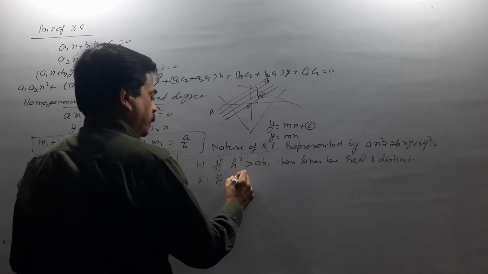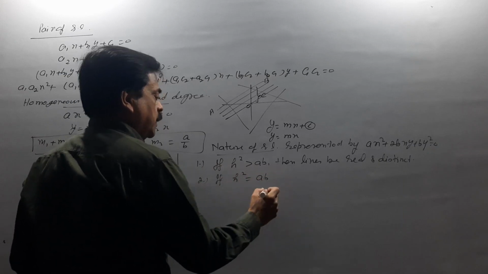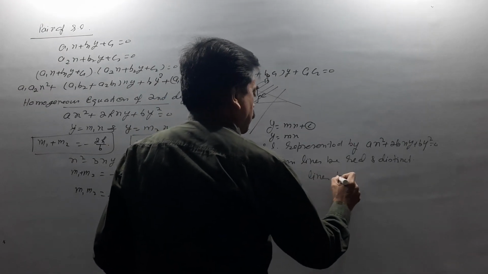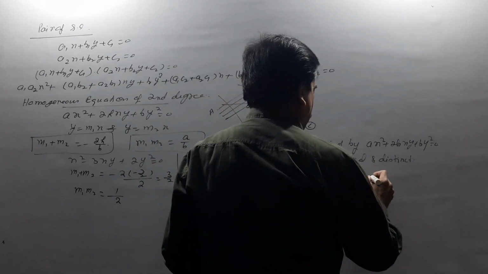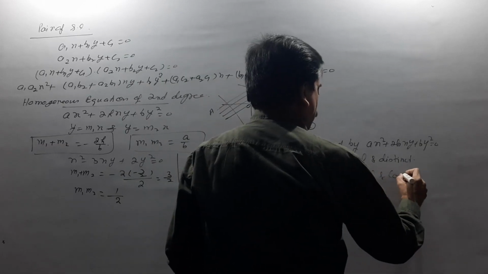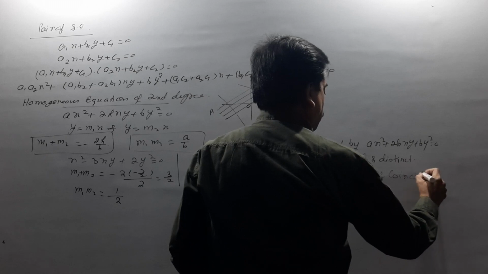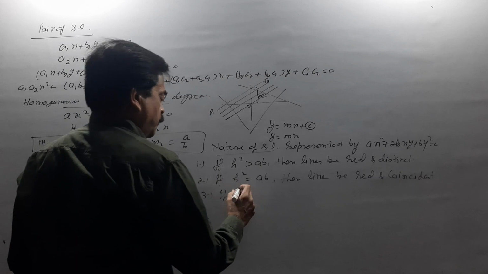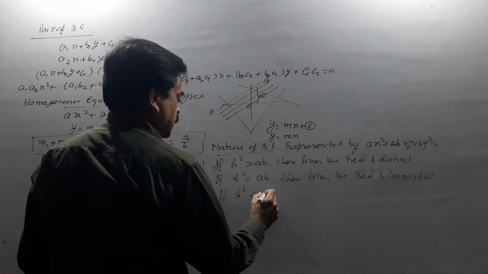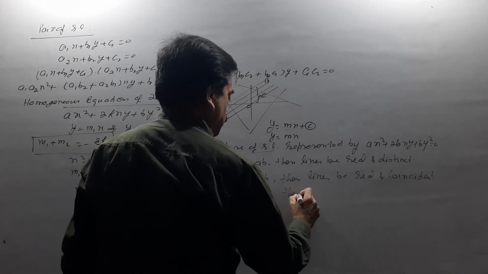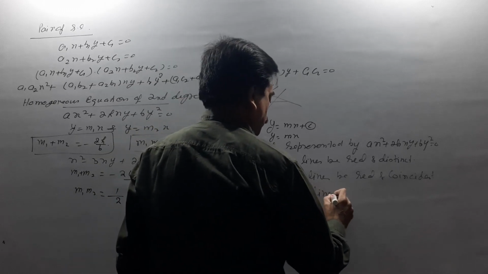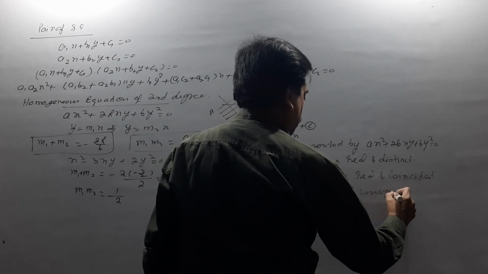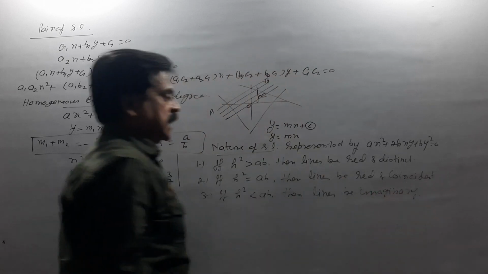If h square equals ab, then lines will be real and coincident. Third, if h square is less than ab, then lines will be imaginary.